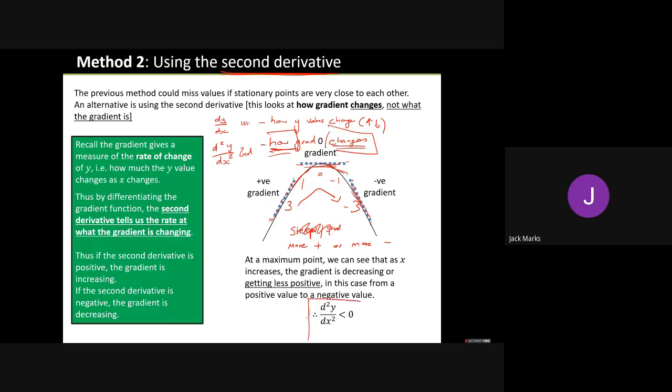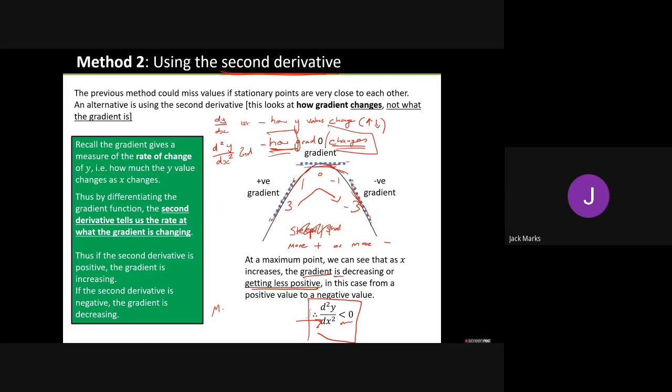So how is the gradient changing? That's the bit there on the left-hand side. Well, it's negative. Yeah, it's less than 0. So this is the rationale that links the second derivative and things like maxima and minima. If you have a maximum, it means that your gradient is getting less positive, more negative, used as the same thing here. So how it's changing is it's changing in a negative way.